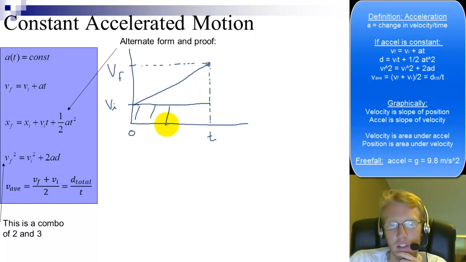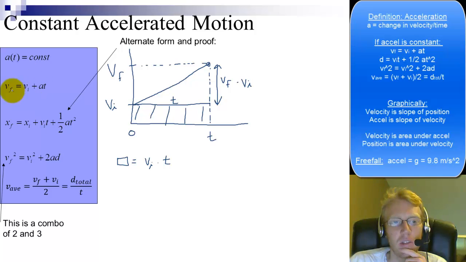So the area of this rectangle right here is the length, which is the time, times the height, which is the initial velocity. So the rectangle area is v initial times t. Okay, this triangle here has a base of t and a height of v final minus v initial.